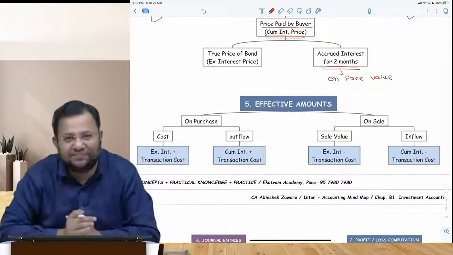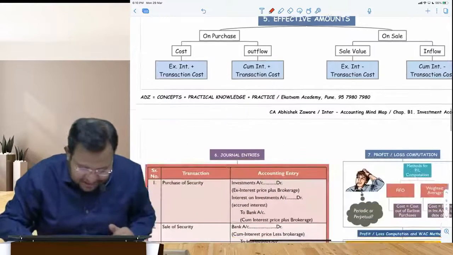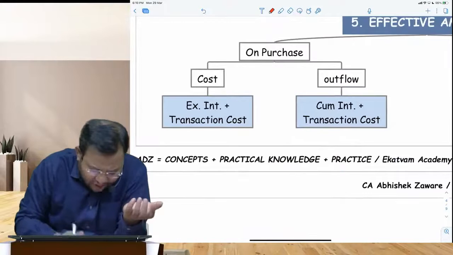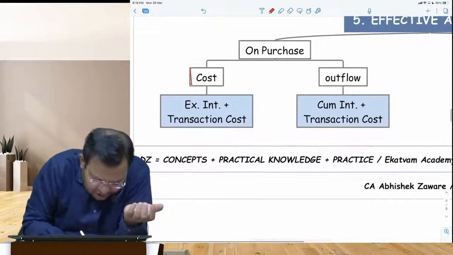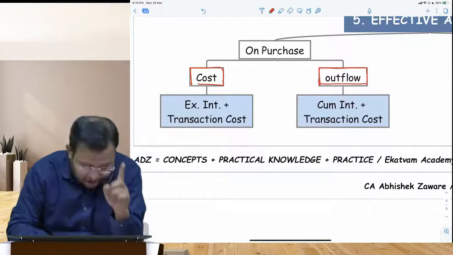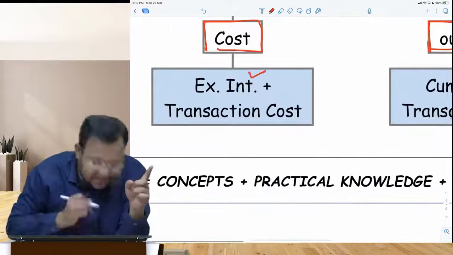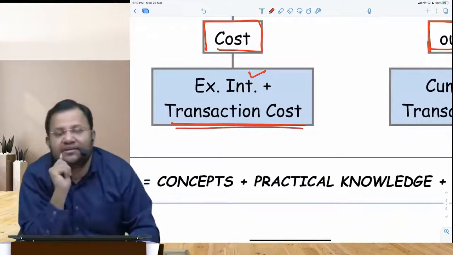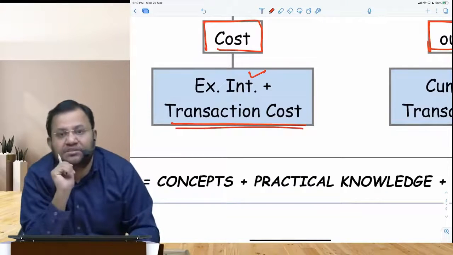In exam, prefer months, calculations become easy. So whenever you do a transaction in debt, on purchase, what is the cost to you and what is the amount that you pay are different things. The cost to you is ex-interest price plus the transaction cost. Now while calculating transaction cost, the key point that comes up is brokerage.